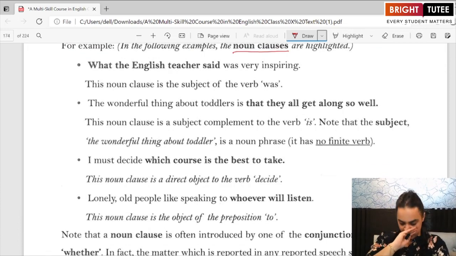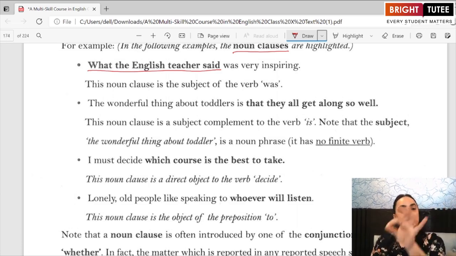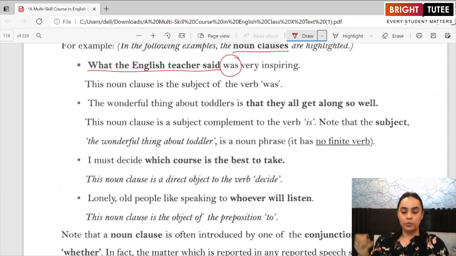The first sentence is, "What the English teacher said was very inspiring." So what is the noun? What are we talking about? What the English teacher said. So what the English teacher said is the noun clause. My verb is "was", because the noun clause is used before my verb.